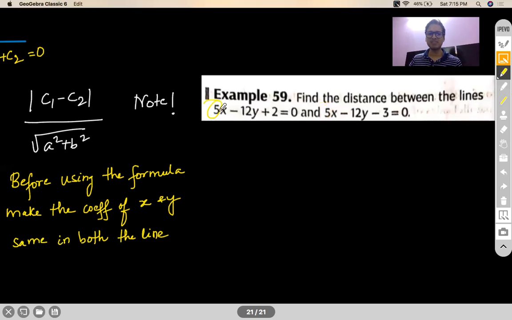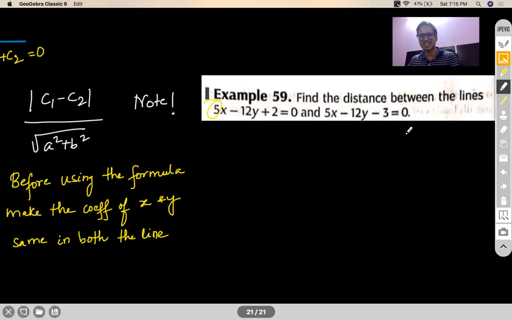For example, there is a 5x minus 12y. Here they may give you, let's say, 10x minus 24y, kind of thing. So before you start the application of the formula, make sure you have made the coefficients of X and Y the same. Same, not proportional, same. How would you do that? By multiplying with the proportionality constant. For example, here it was 10x minus 24y, then multiply the first one with a 2.